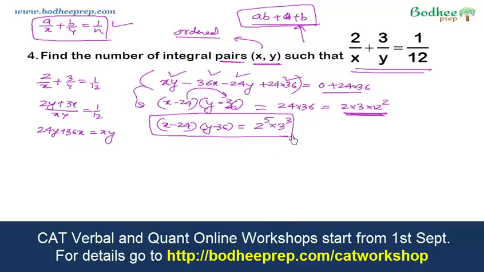From here we have to take a different approach to identify in how many ways this number can be written as a product of two natural numbers. If I assume x minus 24 to be a and y minus 36 to be b, then the question reduces to this form. We have to find how many ways this number can be written as a product of two natural numbers, and that is given by the number of factors it has.